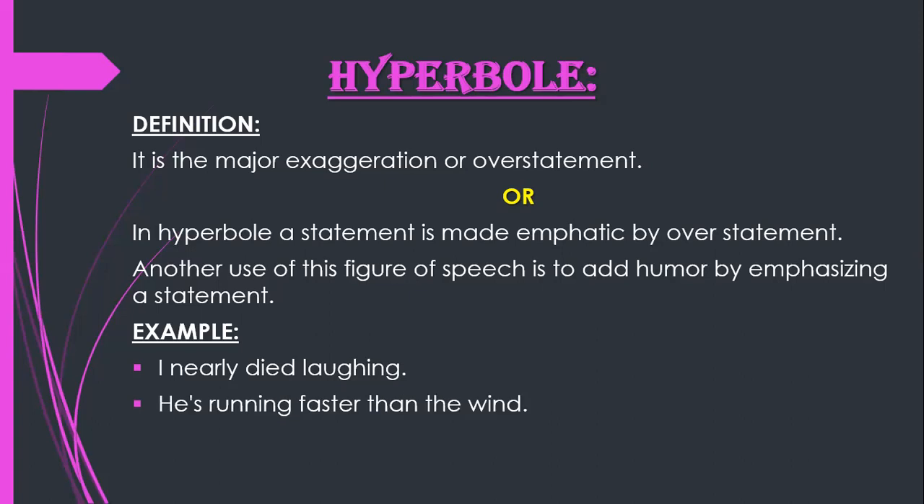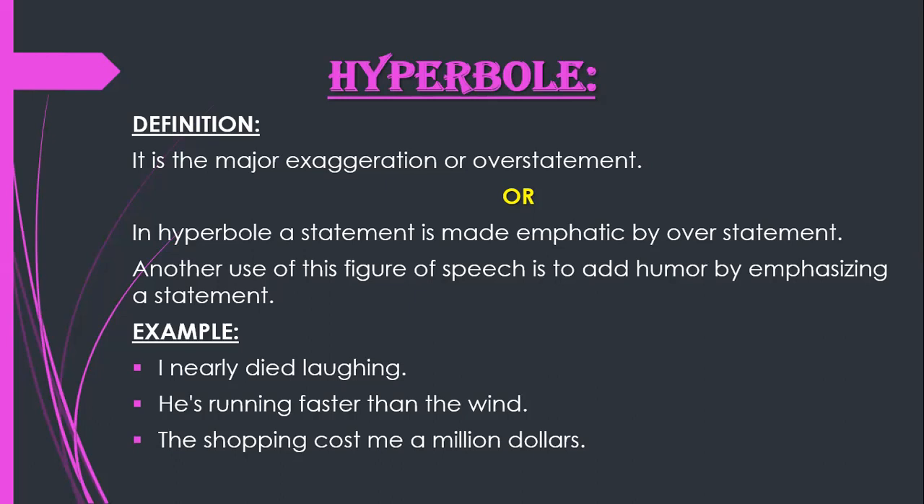He is running faster than the wind. Is it possible? So what does it mean? It means this is the example of hyperbole, when we exaggerate. The shopping cost me $1 million. Don't you think it's too much?